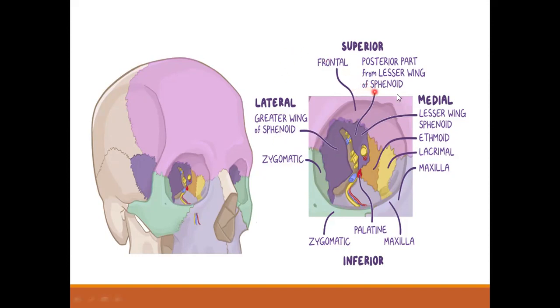So this is the superior wall, this is medial, this is lateral and inferior. The superior is mainly formed by the frontal bone and posteriorly by part of the lesser wing of the sphenoid. The medial is formed by the lesser wing of sphenoid plus ethmoid, lacrimal, and maxilla. The inferior part is formed from the maxillary bone, palatine bone, and zygomatic. The lateral wall is mainly formed by the greater wing of the sphenoid and the zygomatic.